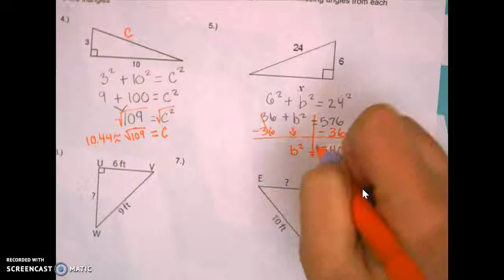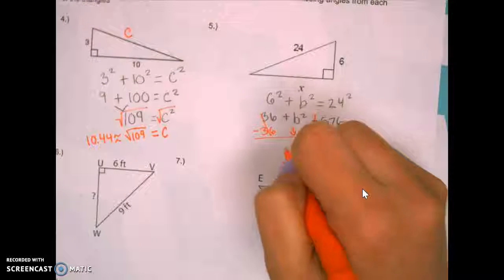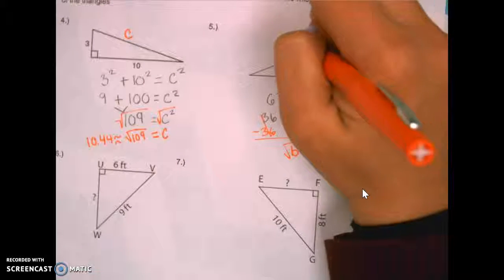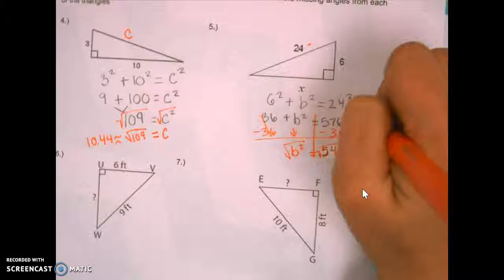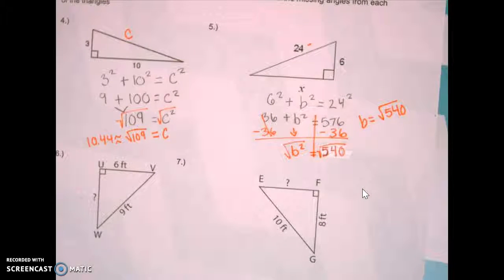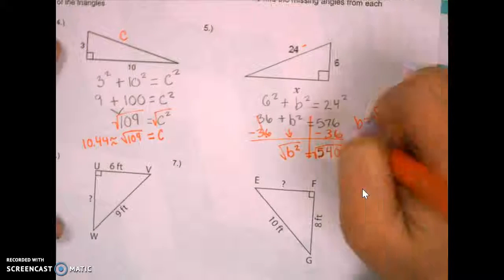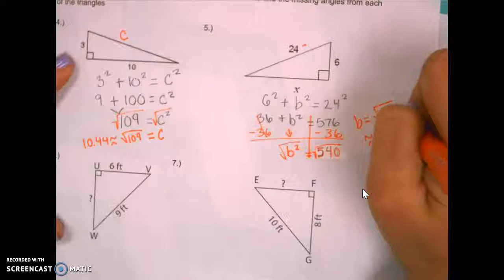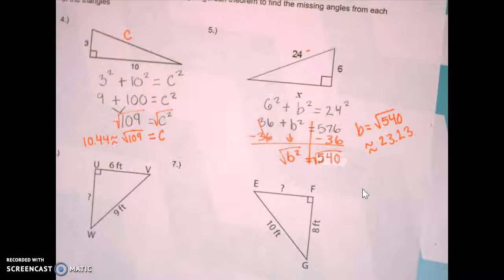Got it. All that's left to do is take the square root of both sides, and since that is not a perfect square, all I'm going to do is leave it as is. So B is going to equal the square root of 540, or if you technically know what the square root of 540 is, it is going to be approximately 23.23, just to give you a comparison.